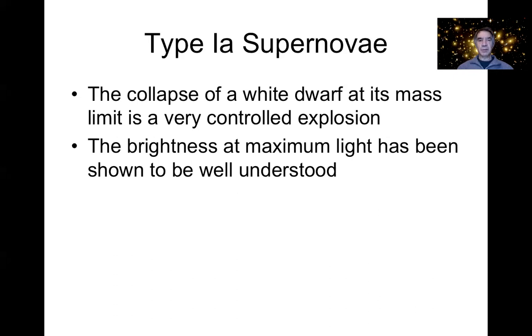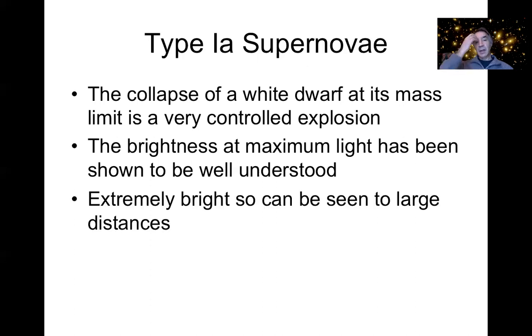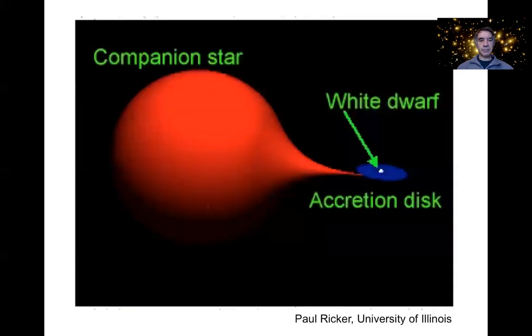But if you can spot the type 1As, then you're in business. So yeah, extremely bright. So we can see them out to basically cosmological distances. So cosmological distance means a significant fraction of the size of the universe. Just to remind you, I don't think I've shown this before really, but we've seen something similar before.